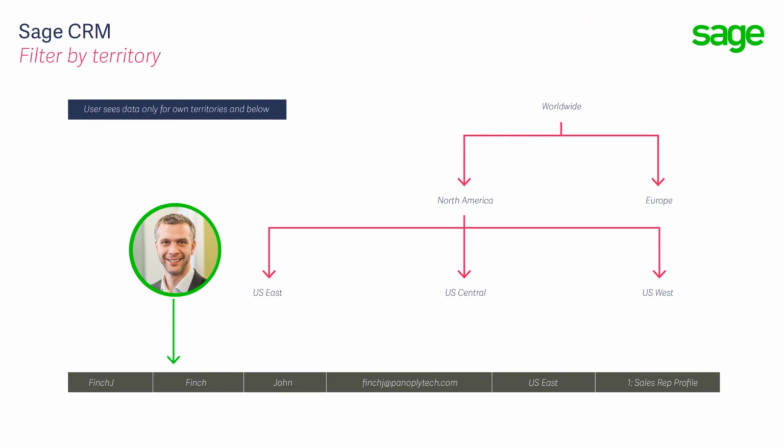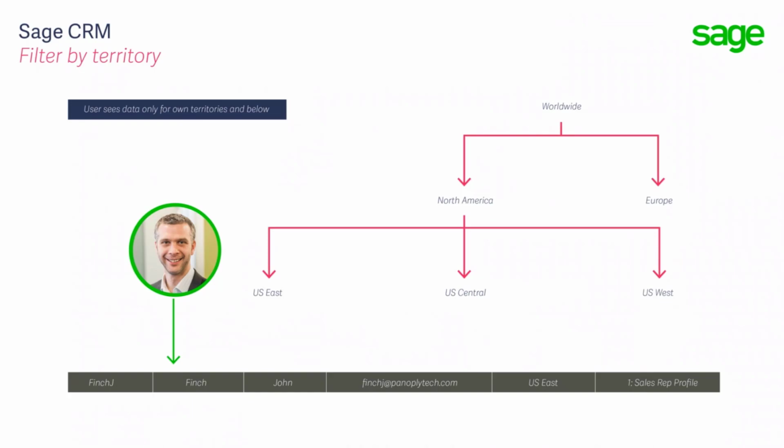And so the exact way in which this is limited is decided by something called the security profile, but the core feature of the territory approach is to limit John Finch to only being able to see the data that was marked as in the US East territory or lower.